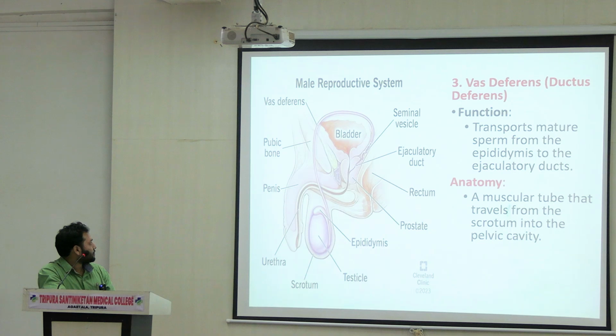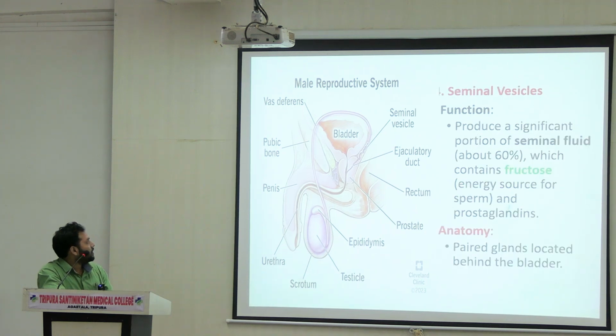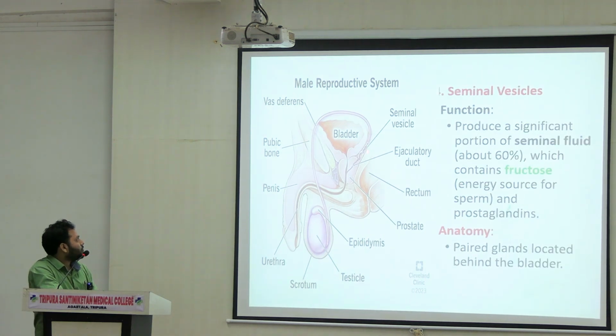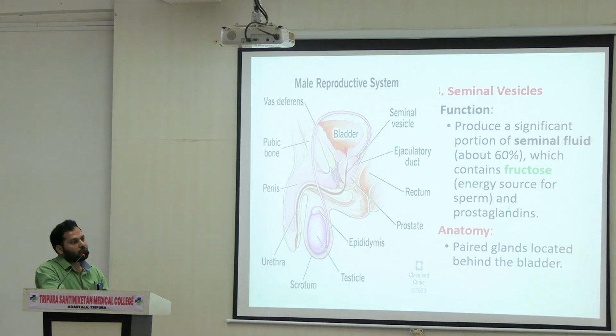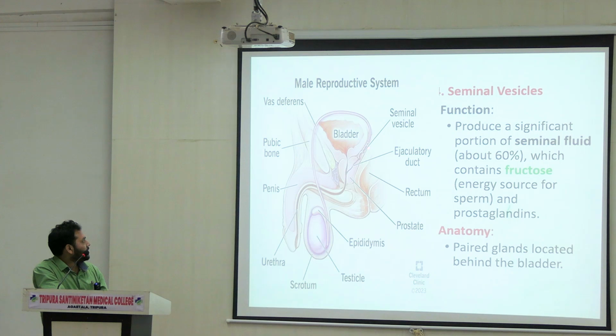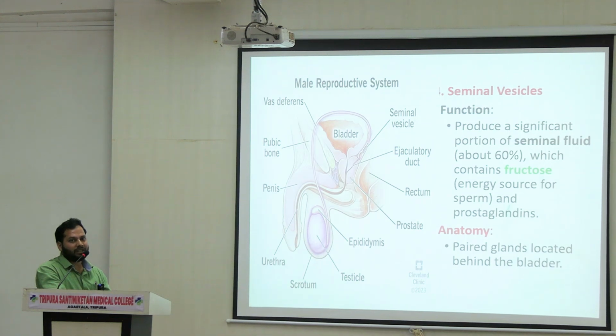But here, now, next one is called seminal vesicles. If you see the structural features of the seminal vesicles, it is paired in nature. The most important feature of the seminal vesicles is that it is located behind the bladder. You can see this is the bladder and this is the seminal vesicles. And if you see the anatomy, you will find the paired seminal vesicles.